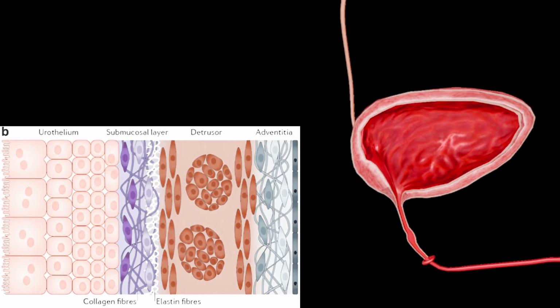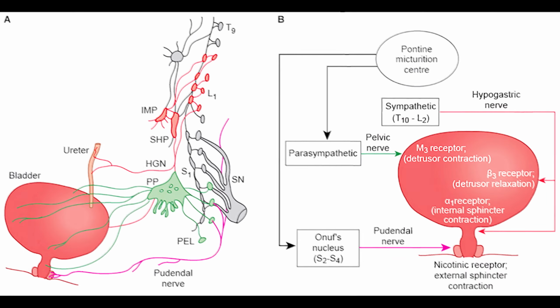The urinary bladder is also supplied by a network of blood vessels and nerves that control its function. The bladder receives blood from the internal iliac arteries, and is innervated by the sympathetic, parasympathetic, and somatic nervous systems. The sympathetic nervous system controls the relaxation of the bladder, while the parasympathetic nervous system controls its contraction. The somatic nervous system controls the voluntary control of urination.